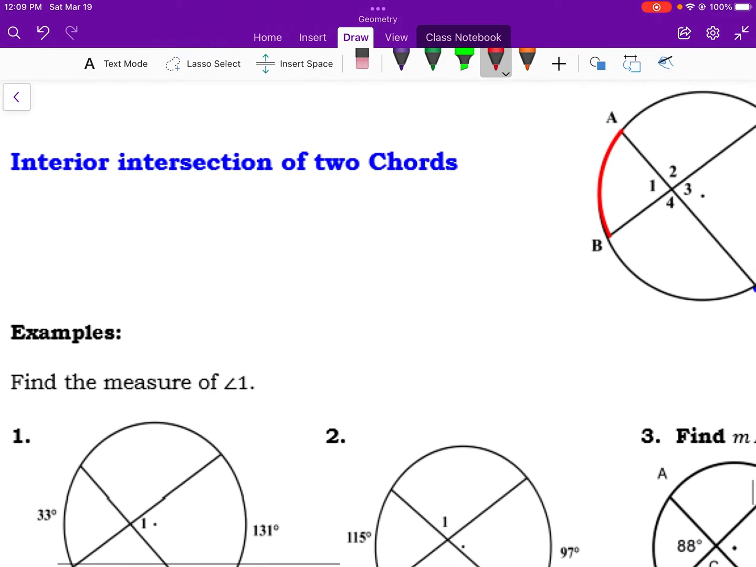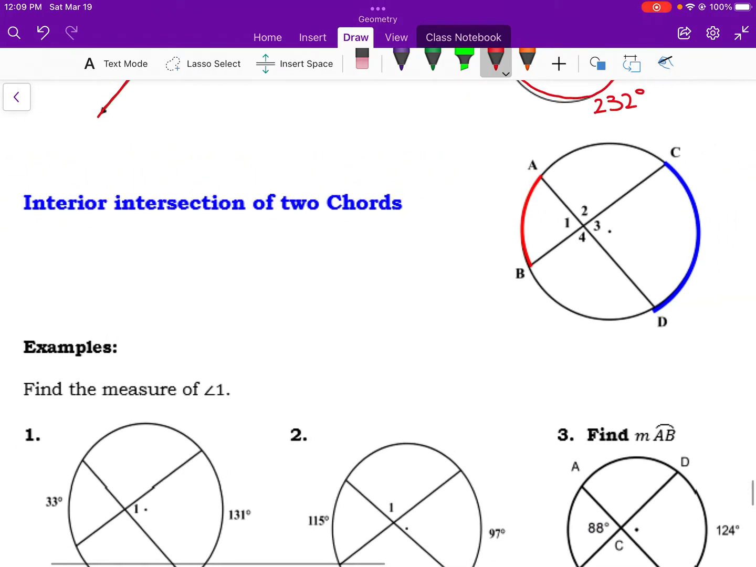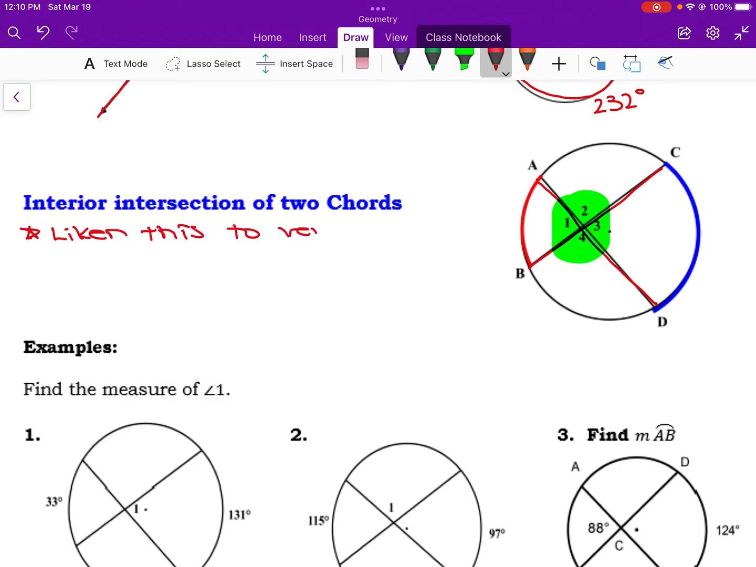Okay, now let's look at another relationship. So we have interior intersection of two chords. No longer a tangent, but we have these two chords in the middle of the circle here. Notice these 4 angles in the middle are essentially modeling the vertical angle relationships that we saw last semester. So let's go ahead and say we're going to liken this to vertical angles.